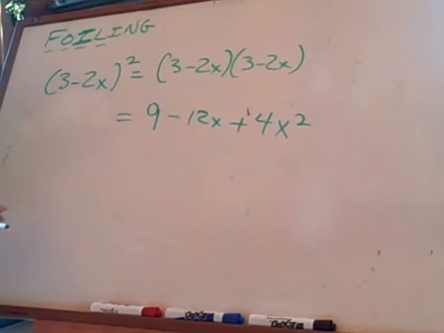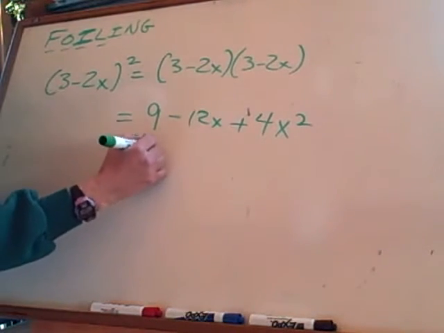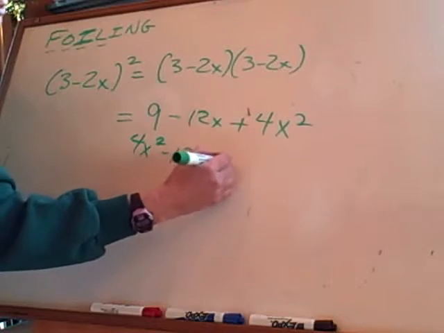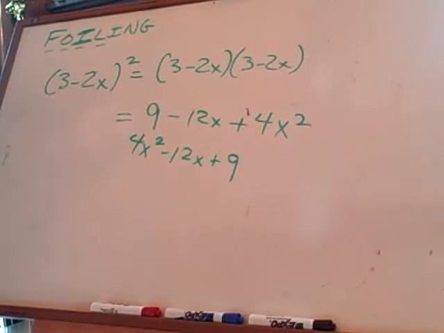Now, if you wanted to write it in proper form, we'd have to go back and put the 4x squared first. But it's all the same. Isn't that sweet? All right, so now you know how to do a perfect square trinomial. They're easy to factor, and foiling is a good way to go there.